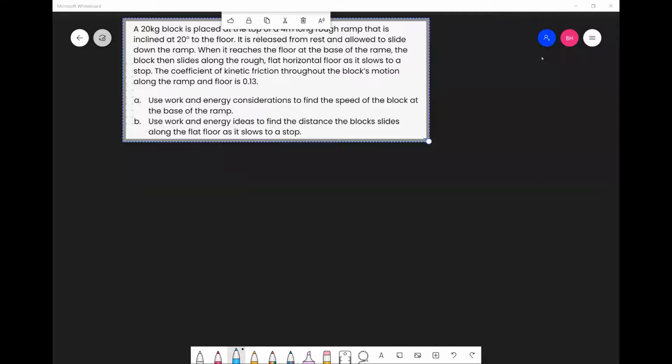Okay, so here we have another problem. We have a 20-kilogram block placed on the top of a 4-meter long rough ramp that is inclined at 20 degrees to the floor. It is released from rest and allowed to slide down the ramp.